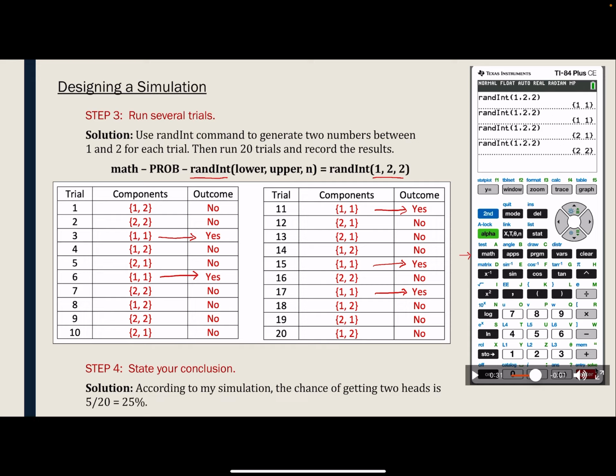I want to make a note here. Notice that I said according to my simulation. My simulation gave me 25%, which actually, if you calculated the theoretical probability for this, you get the same thing. But if I did this simulation again in exactly the same way, I could have gotten 20% or 35% or 30%. I'm not always going to get 25%.